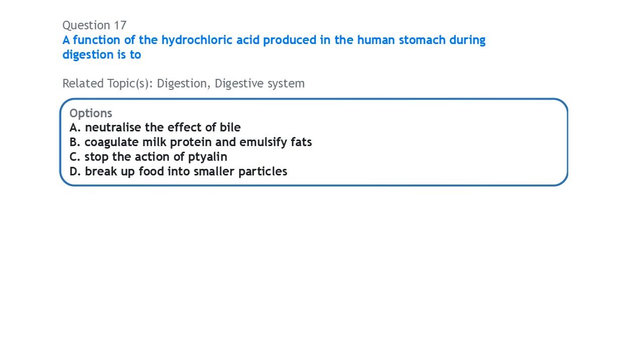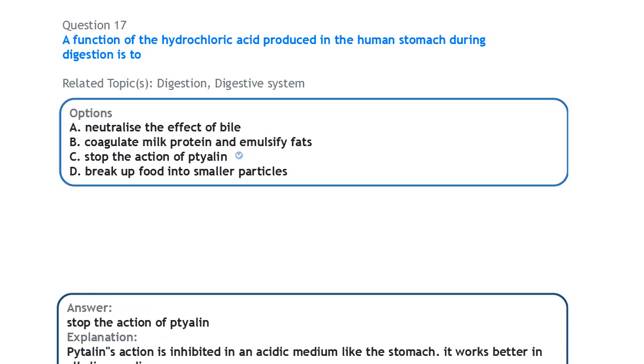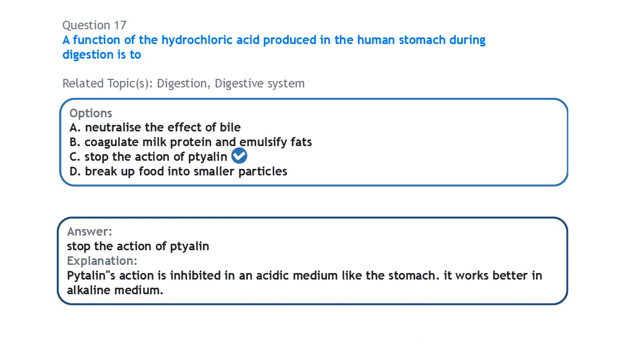Next, on digestion, the function of the hydrochloric acid produced in the human stomach during digestion is to help stop the action of the ptyalin. The ptyalin is an enzyme from the mouth, in the saliva. Its action is inhibited in an acidic medium. So the acid inside the stomach, one of the things it does is to inhibit the action of the ptyalin. Also, it functions in the elimination of some bacteria in the stomach.